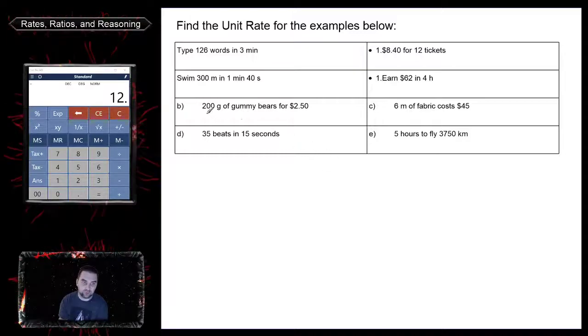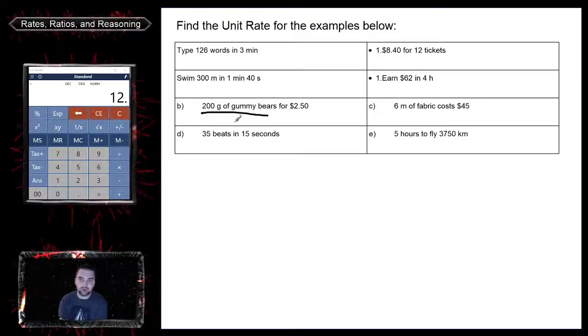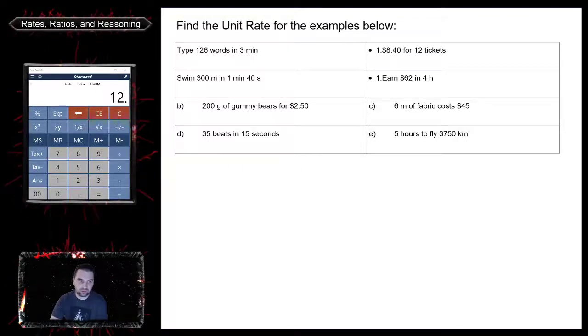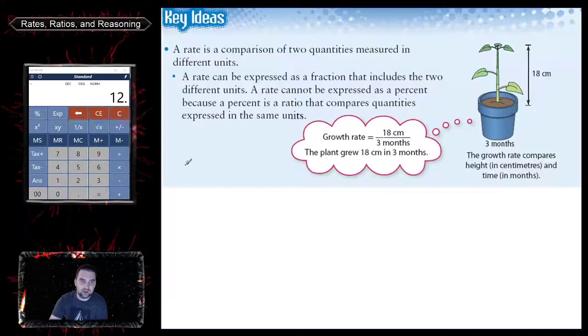And if it's bulk, like gummy bears, it's per 100 grams, because that's what we like to do. It's a little easier than 0.003, that kind of stuff.